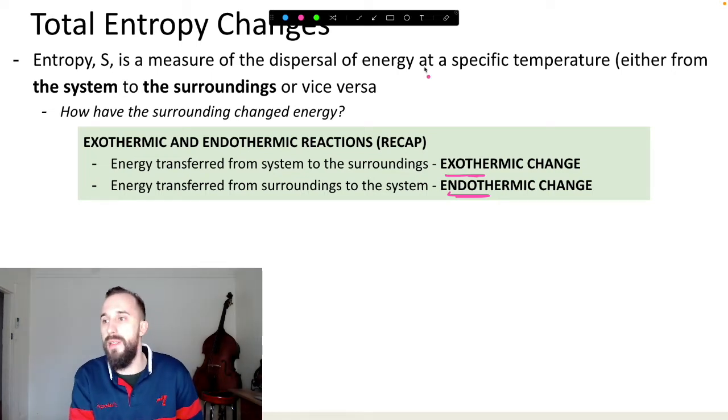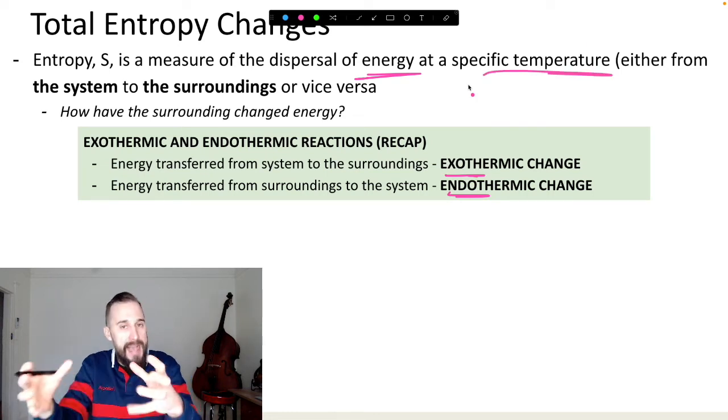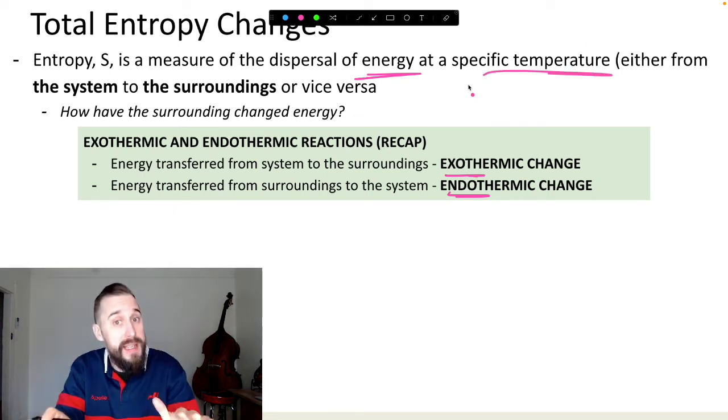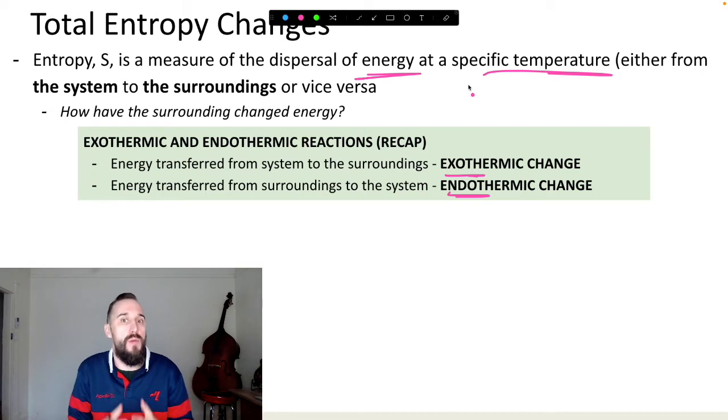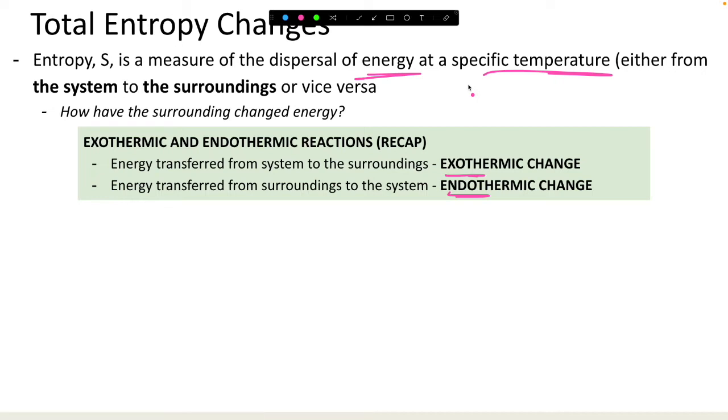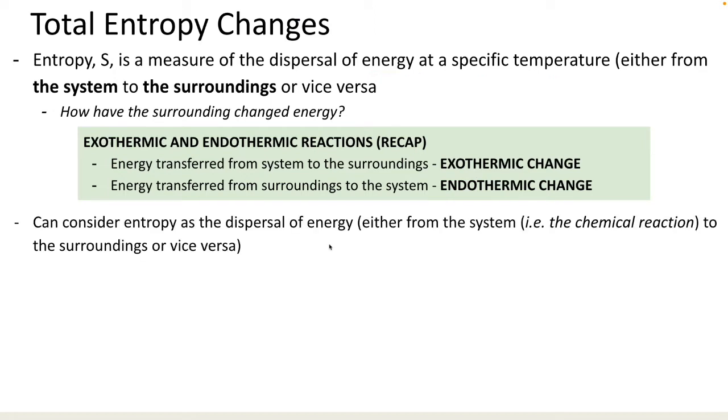So again, entropy is a measure of energy at a specific temperature. So whether we're taking energy from the surroundings or putting energy into the surroundings is very much going to affect the total overall entropy change, not just the microstates within the actual chemical reaction, within the reactants and products themselves.